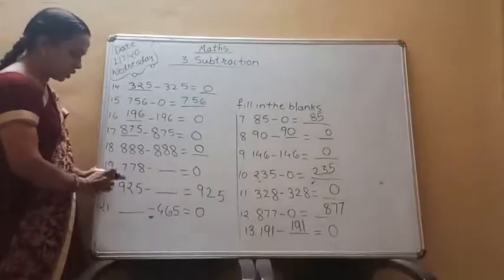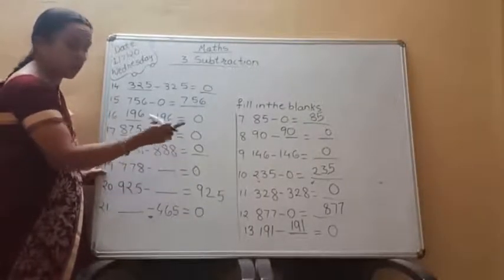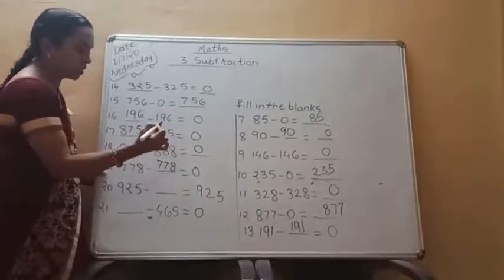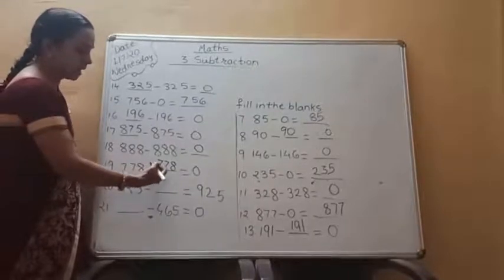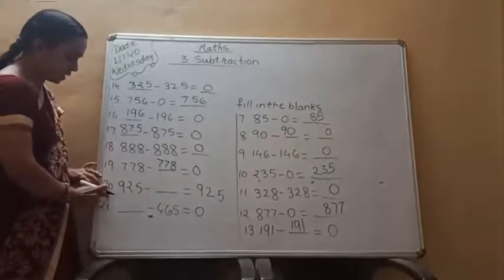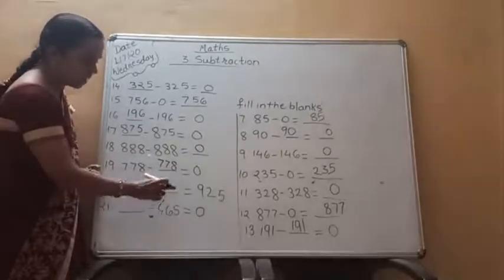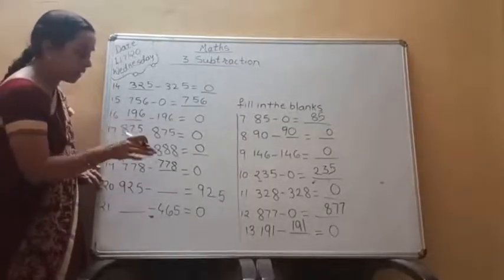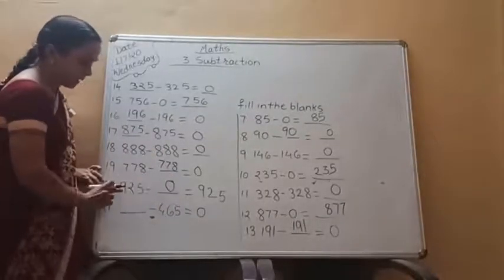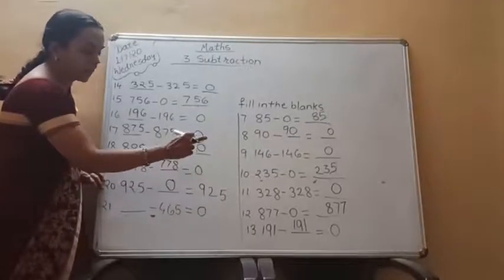Now 19th question. 778 minus what? Equal to 0. So what is the answer? 778. 778 minus 778 equal to 0. Okay, now see 20th question. 925 minus which number equal to 925? So what we have to write here? 0. 925 minus 0 equal to 925.